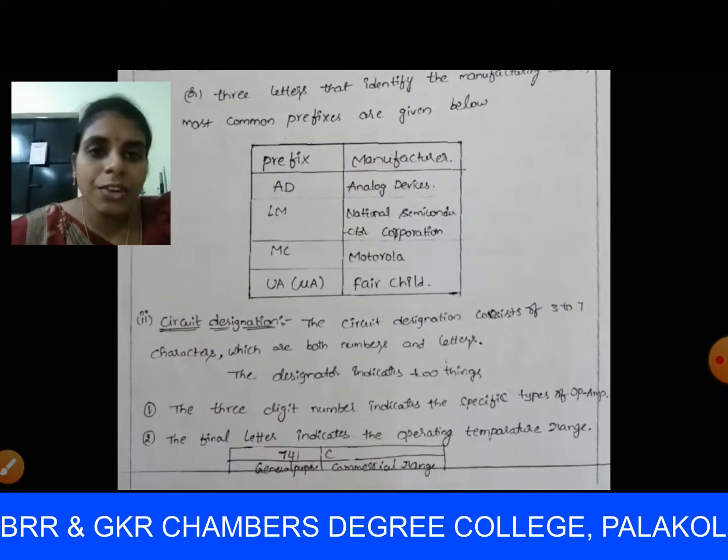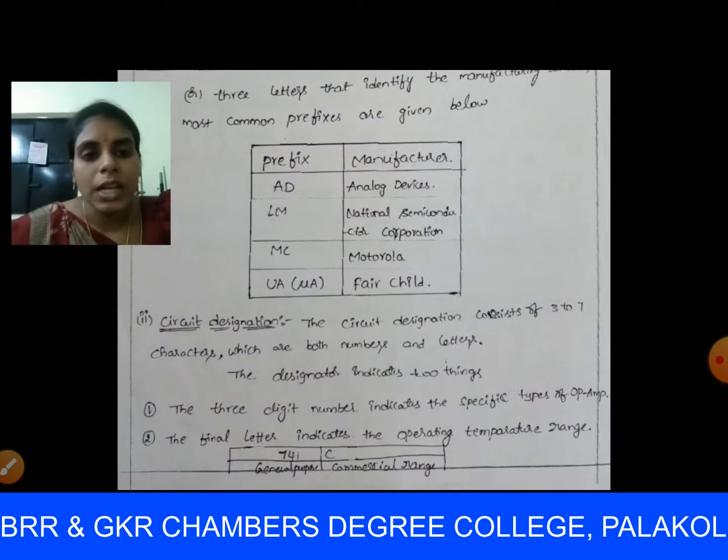Here the circuit designation consists of 3 to 7 characters, which are both numbers and letters. The designator indicates two things. The first is the type of op amp we use, and the second is the temperature range. The 3-digit number indicates the specific type of op amp, and the final letter indicates the operating temperature range.